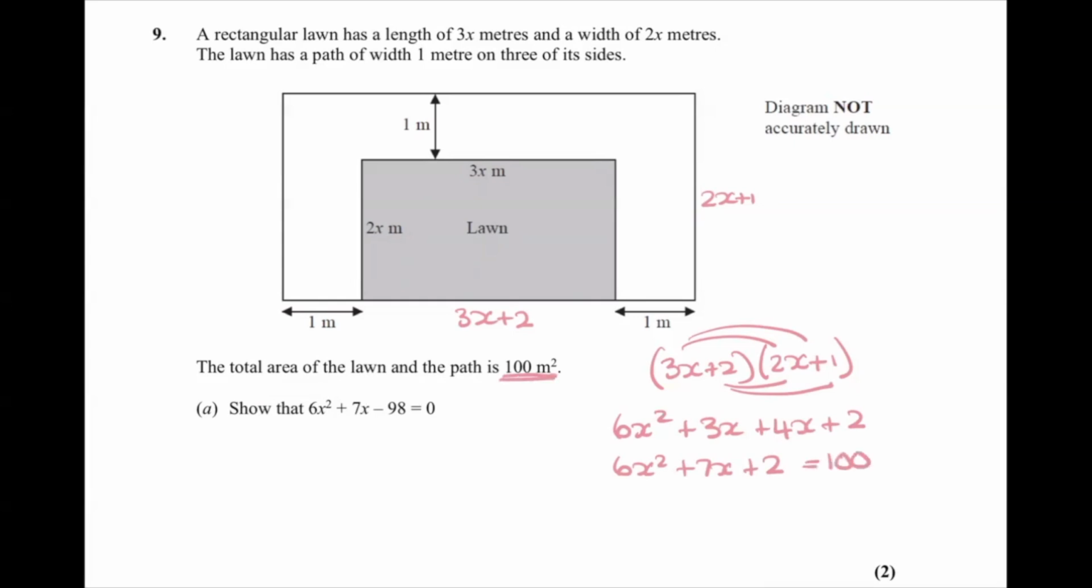So I'm getting really close to what they want me to show. It needs to equal 0, not 100. So I'm going to move the 100 over to this side in order for it to equal 0. 2 take 100 is minus 98. And I've just shown what they have asked me to do.